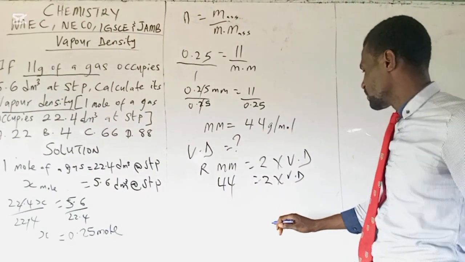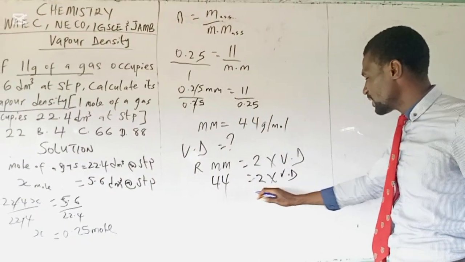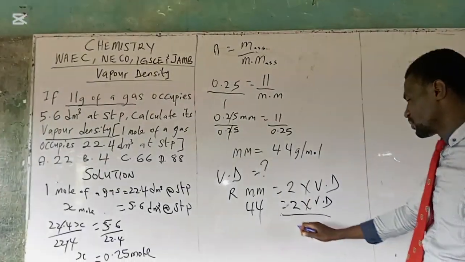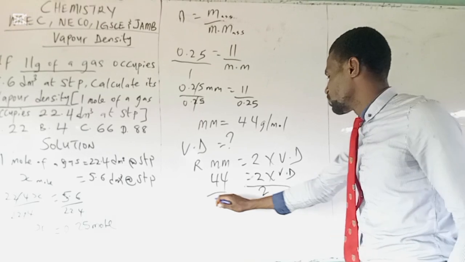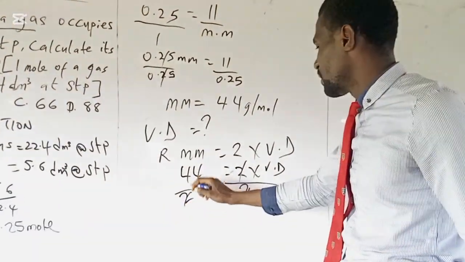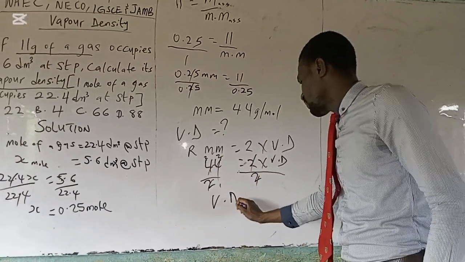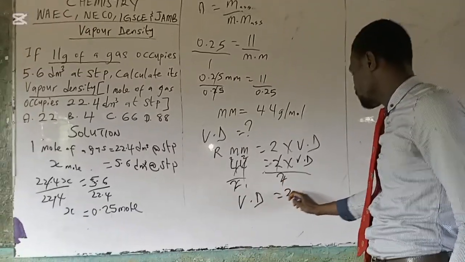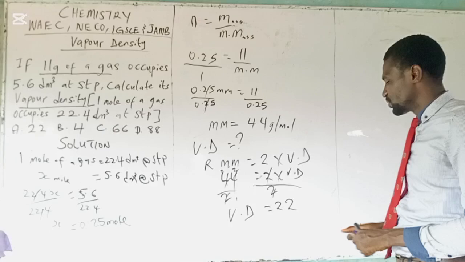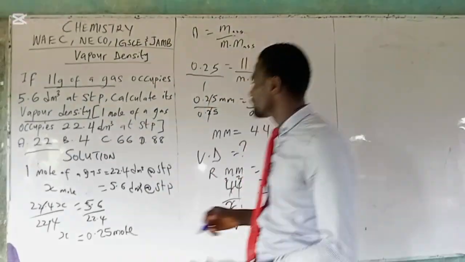If you multiply this, we have 2 Vd, but we are not going to do it like that. To get our Vd, let's divide both sides by 2. So 2 cancels 2 here. So Vd, which is our vapor density, equals 22. So according to the question, our vapor density is 22. So option A is the answer.